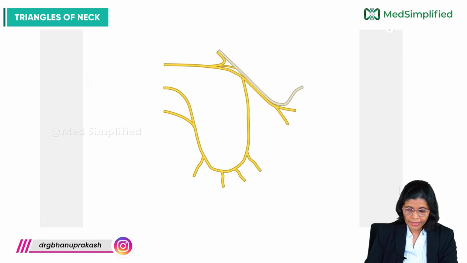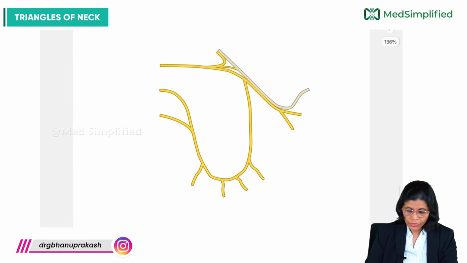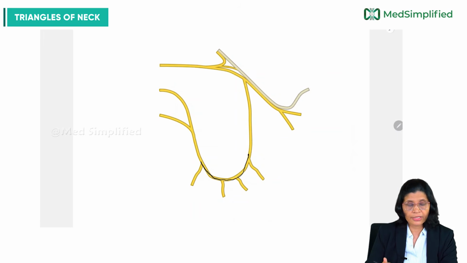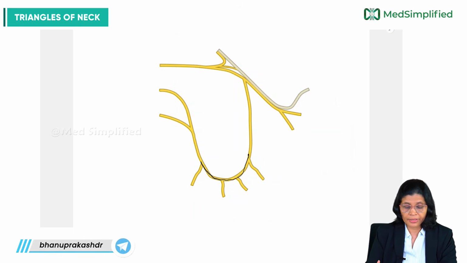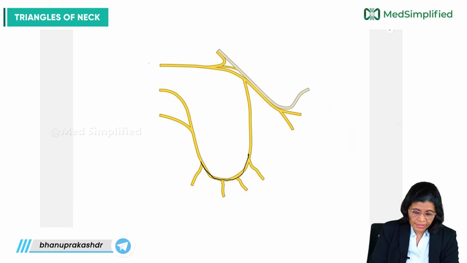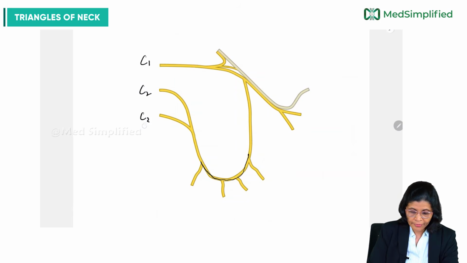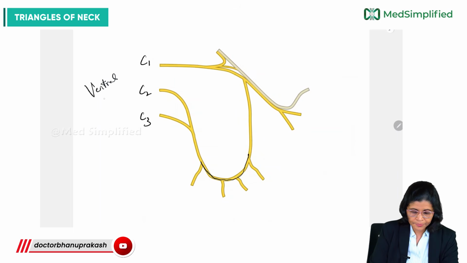Next we move on to the ansa cervicalis. This loop is called the ansa cervicalis. It is a U-shaped nerve loop present in the region of the carotid triangle, on the anterior wall of the carotid sheath, embedded within it. It is derived from the ventral rami of the C1, C2 and C3 spinal nerves.